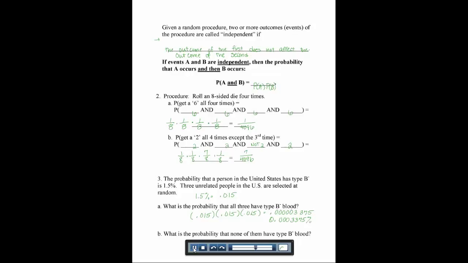Okay, what's the probability that none of them have B negative blood? Well, if the probability of someone having B negative blood is 1.5%, not having B negative would be 1 minus 1.5%. Sorry, 1 minus 0.015, which would be 0.985. So the probability that none of them have B negative would be 0.985 cubed. So here we get 0.9557, or 95.57%.